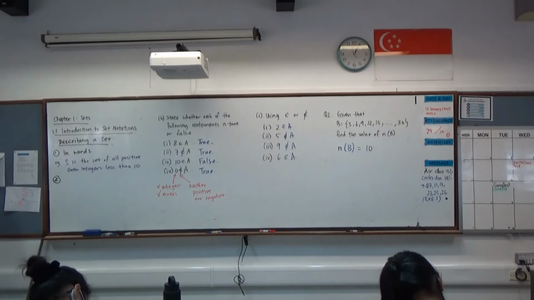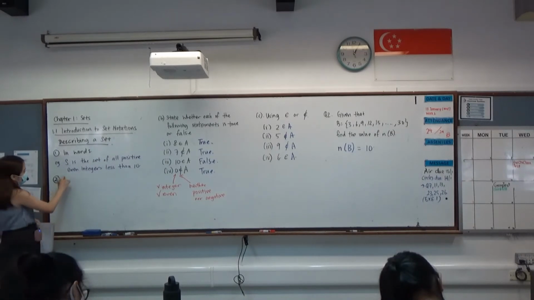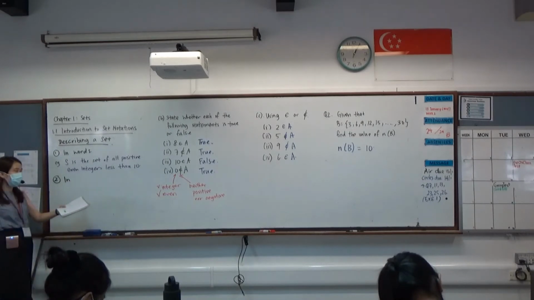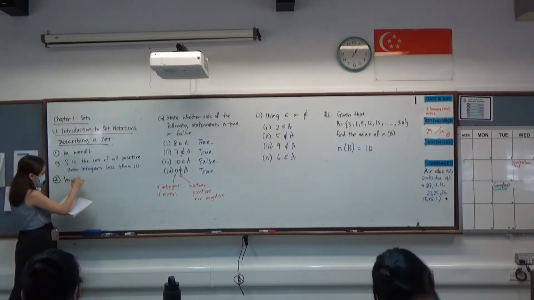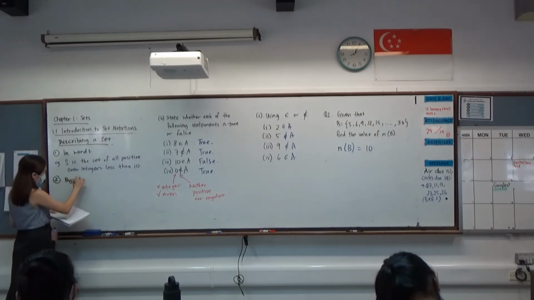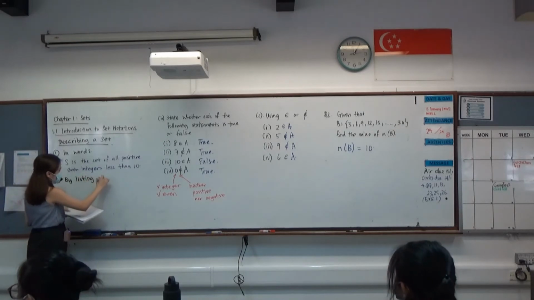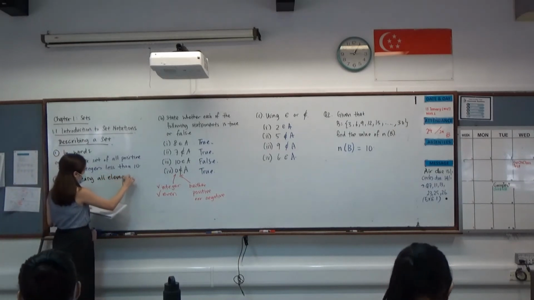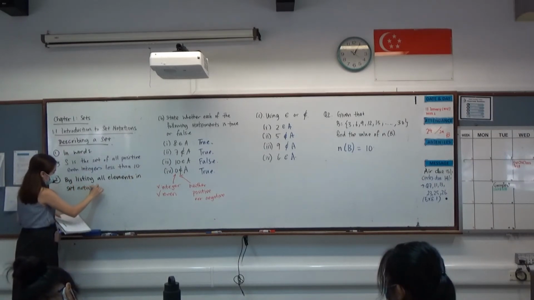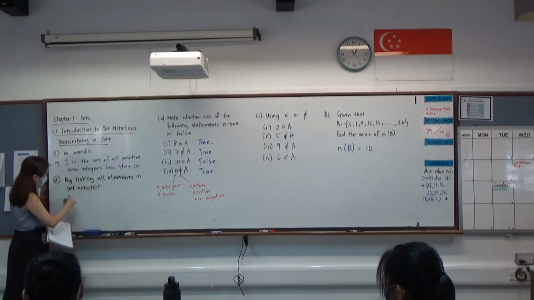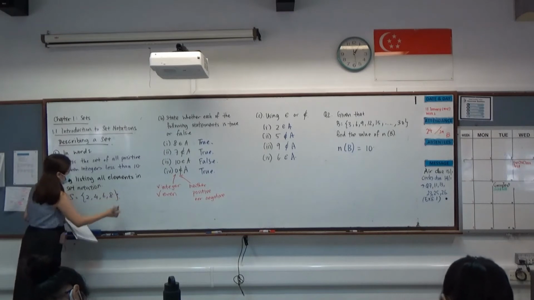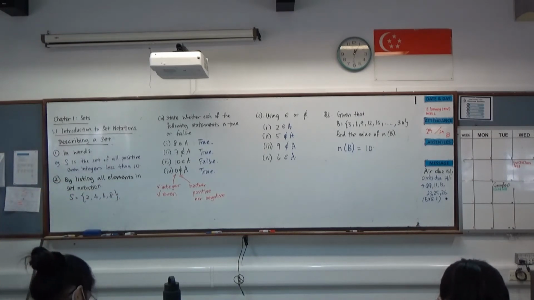Then earlier on, in question 1 part A, we listed the elements out in set notation. So we can also describe a set by listing all elements in set notation, and that will mean writing it in this manner.